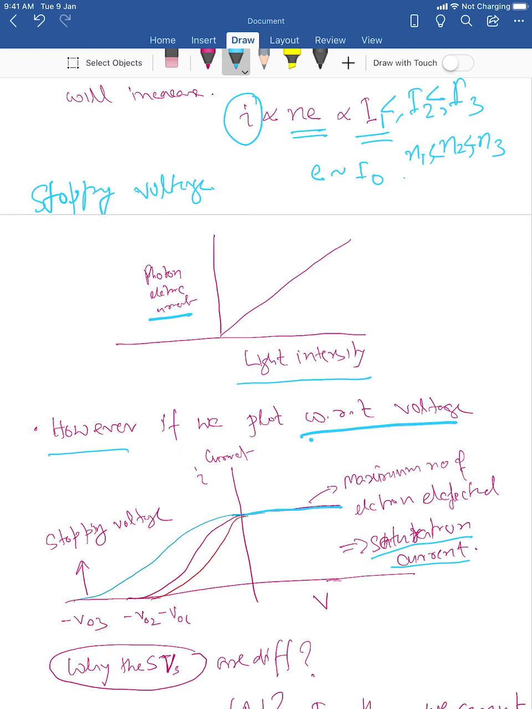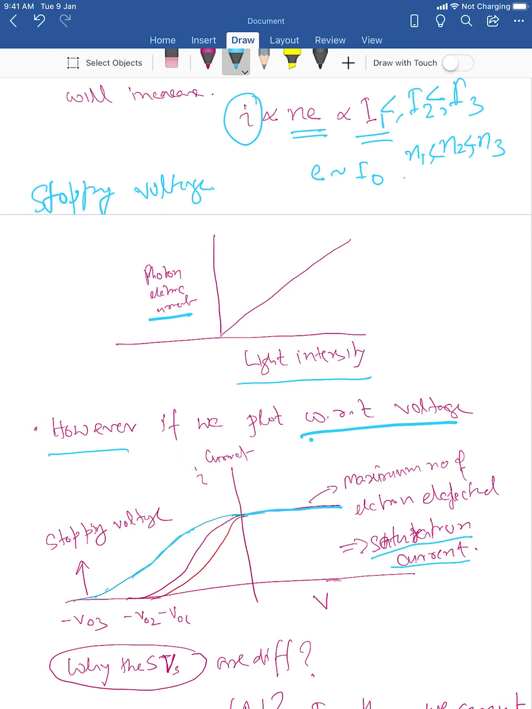Now what you will do is try to put the reverse voltage and try to stop it. Basically you reduce the intensity, and when you reduce the intensity, fewer electrons will come out, so the current will drop, and you get the curve.